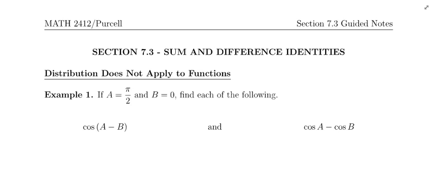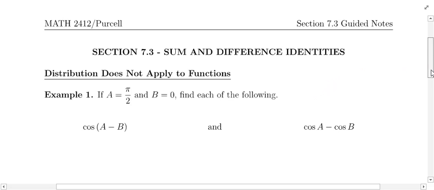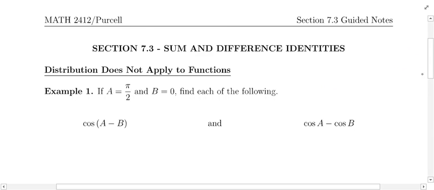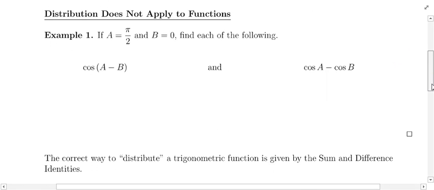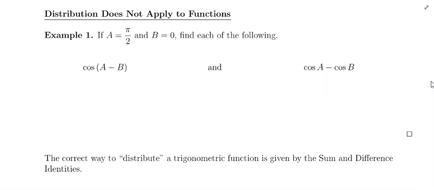So in this section, like I said, we will be taking a look at the sum and difference identities. Before I get into what exactly those say, I want to remind you that distribution does not apply to functions. So to see what I mean by this statement, let's take a look at example 1. It says if a is equal to pi over 2 and b is equal to 0, find each of the following. So here, remember, a and b are angles.